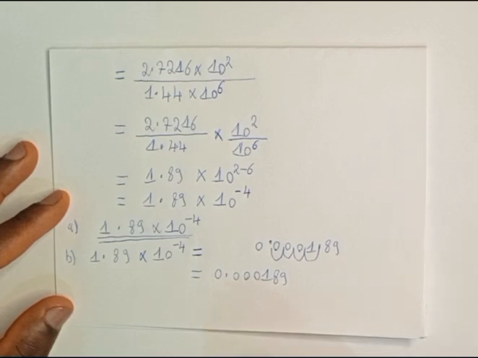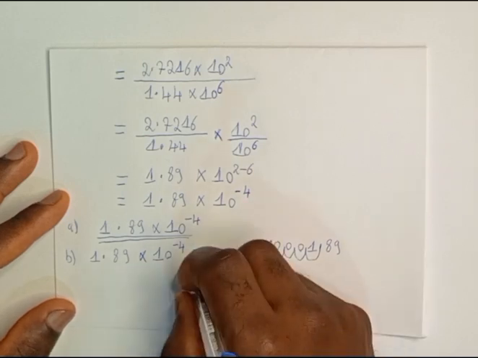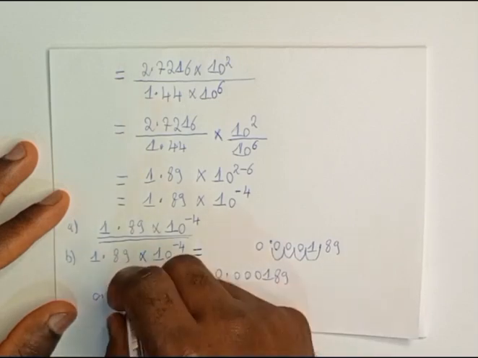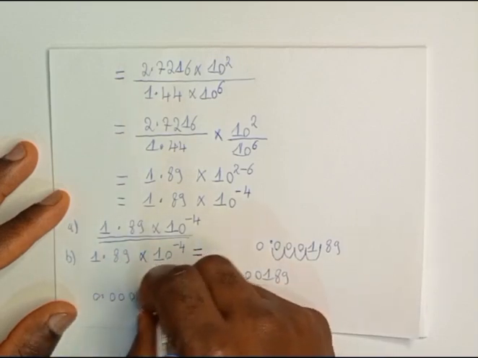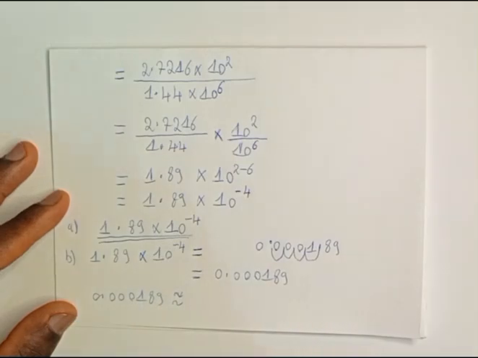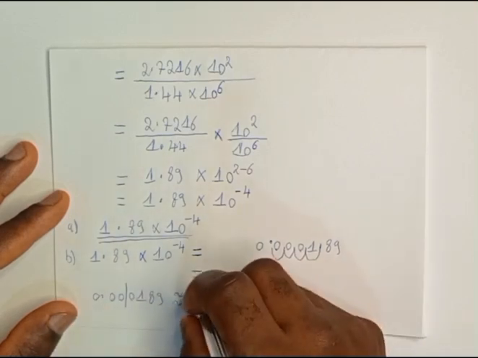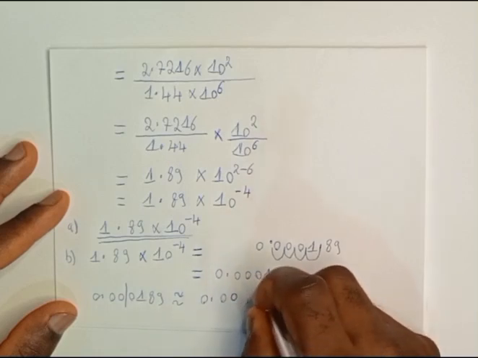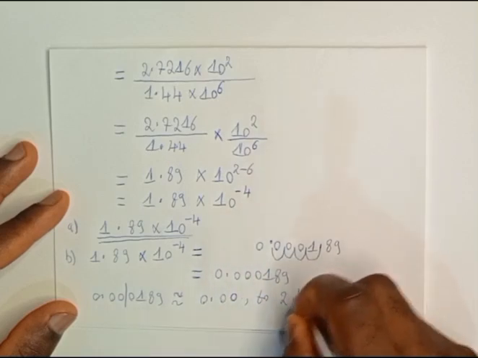Question B is asking us to give our answer to two decimal places. To two decimal places, 0.000189 will be approximately, we are going to count the two decimal places, 1, 2. You get to round off between two zeros, and this will be approximately 0.00 to 2 dp.